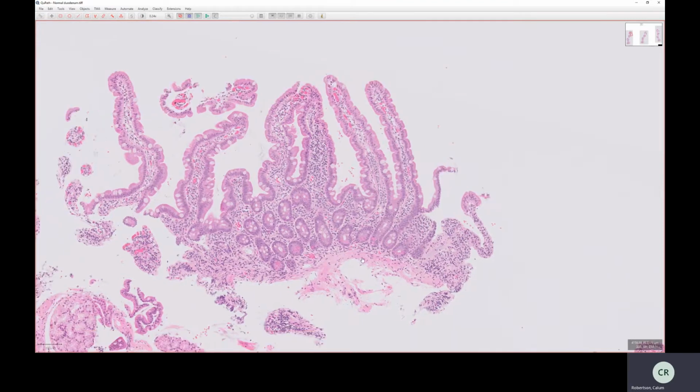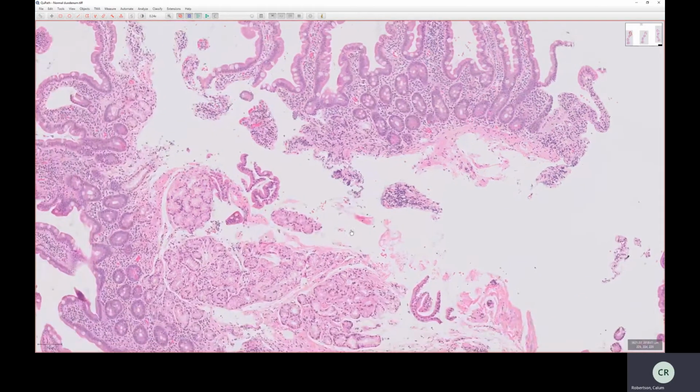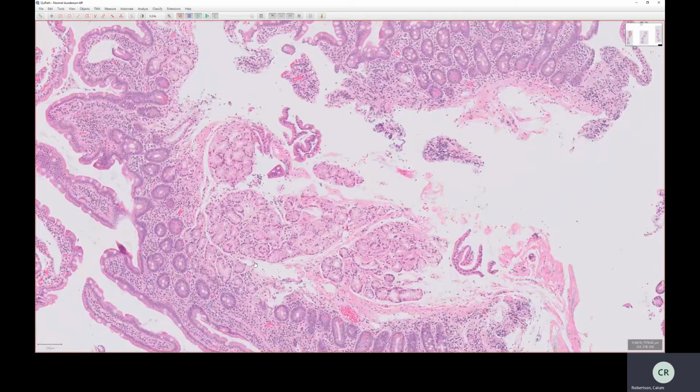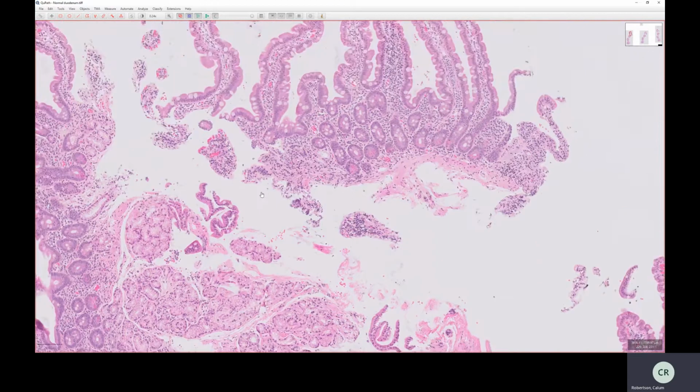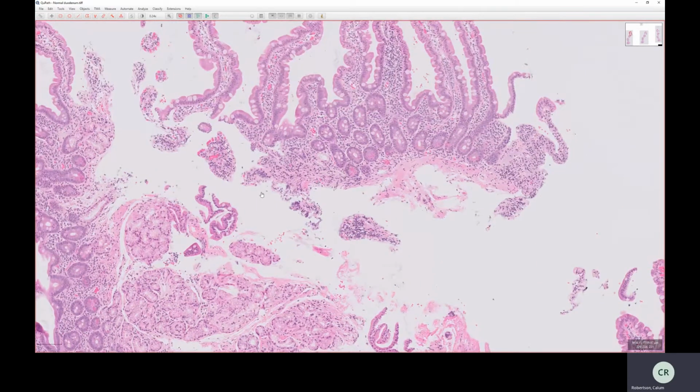Below that, we've got some muscularis mucosa along here. And below the muscularis, or sometimes within the lamina propria, we've got these other glands, which are mucin-secreting glands, and they are specific to the duodenum. You don't find them in other parts of the small intestine, and they're called Brunner's glands. They secrete alkaline mucus, and you only get them in the duodenum. So if you see these, you know you're in the duodenum, as opposed to other parts of the small intestine.